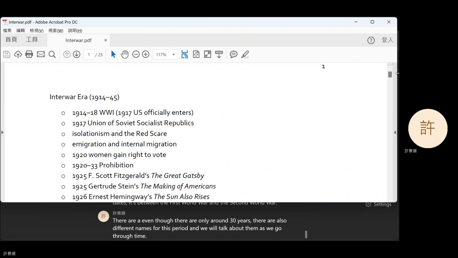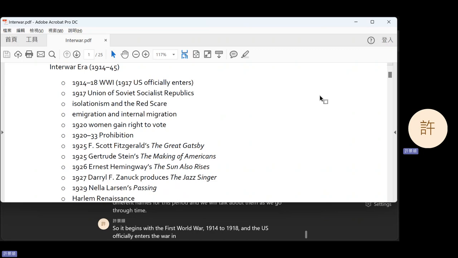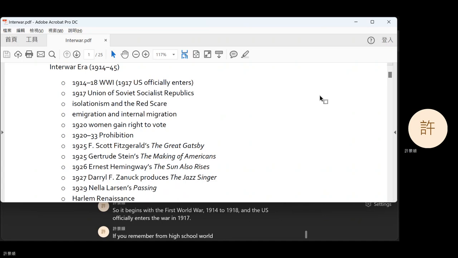So it begins with the First World War, 1914 to 1918. And the U.S. officially enters the war in 1917. If you remember from high school world history, the First World War is not really like a world war. It's more like a European war. It was mainly Britain and France versus Germany and Austria and the Ottoman Turkish.